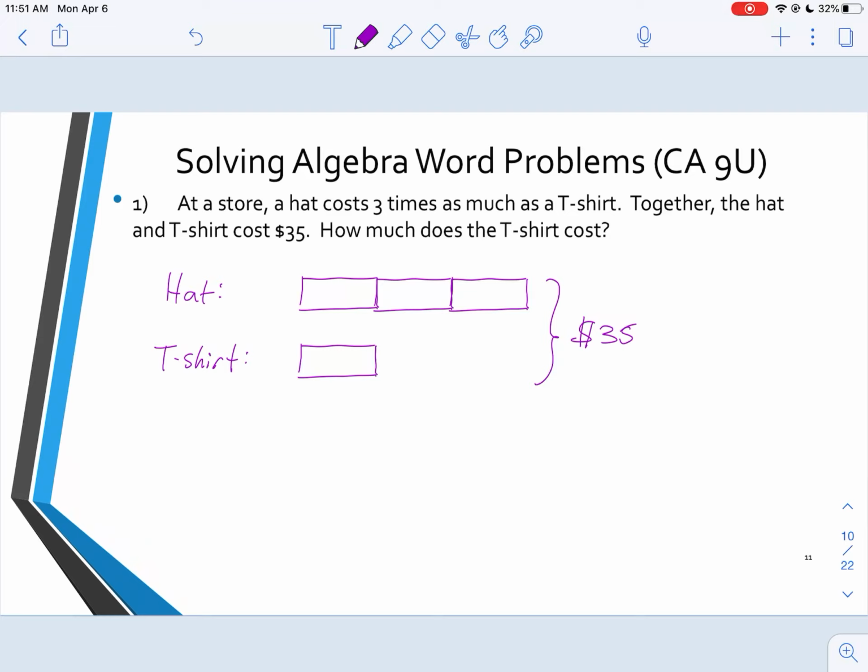Hello. In this video, I'll be taking a look at a couple of problems from class activity 9U. Really want to work with the algebra as well as the strip diagram. So they've already given you the picture here. You can see to solve this, we can just take $35 for both the hat and the t-shirt and divide it by 4. So 35 divided by 4.